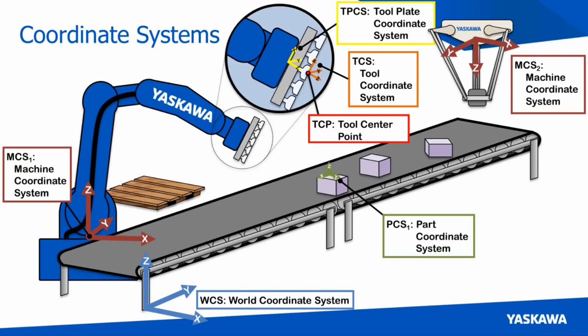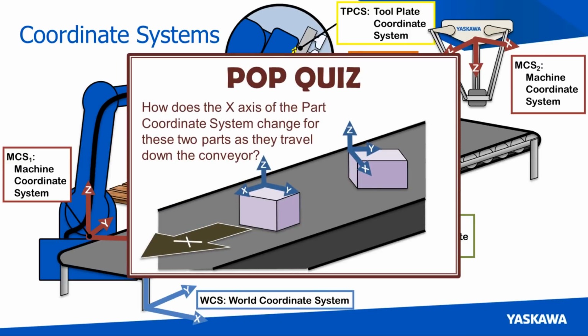Now we have more coordinate systems. Each of these parts will have their own coordinate system. It's called the part coordinate system. Here you can see we even have some different orientations. The PCS3 is actually rotated a little bit, so it's going to have a different X, Y, and Z axes compared to the others. So this brings us to our first pop quiz.